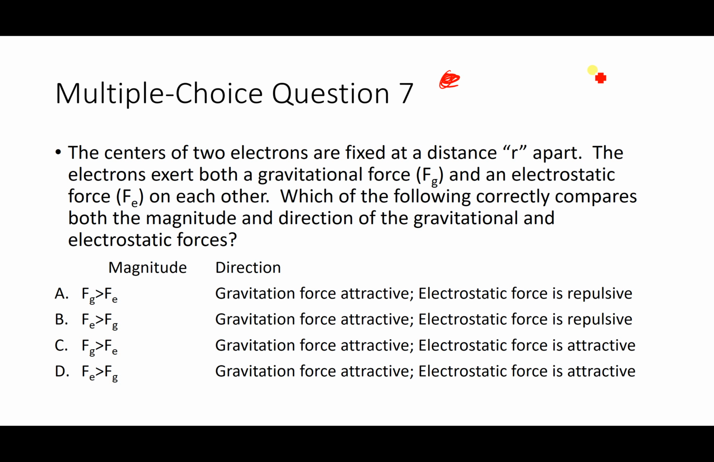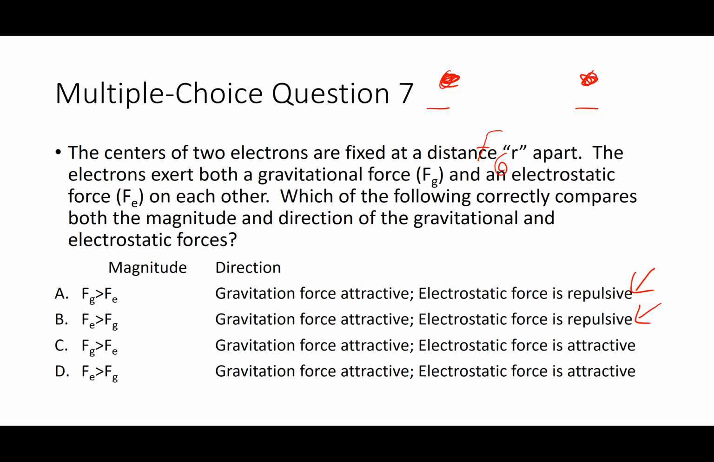So here are our electrons. Remember, electrons are negative. The gravitational force, anything with mass is going to attract anything else with mass. So the gravitational force is going to try to pull these two objects together. It's attractive. The electrostatic force, on the other hand, since they're both negative, is going to be a repulsive force. It's going to try to push them apart. So we know gravity is attractive, and in this case, electrostatic is repulsive. So that means we have to have either answer A or answer B.